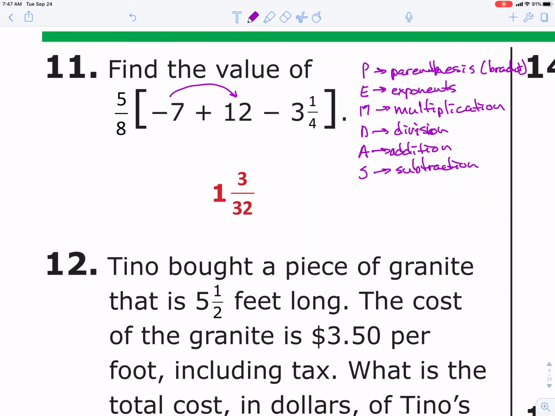-7 plus 12, that gives me a -5. -5 minus 3 1/4. That's going to give me a -8 1/4. So really now all I need to do is worry about 5/8 times negative 8.25.